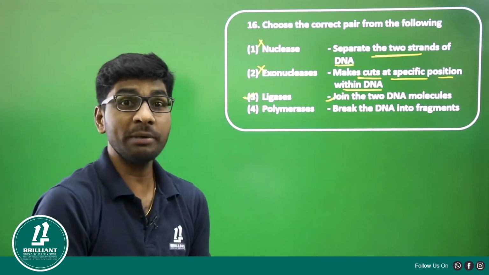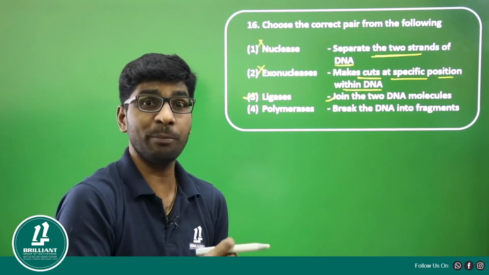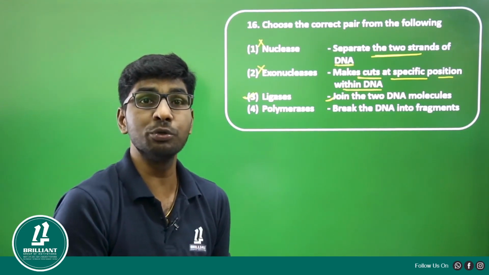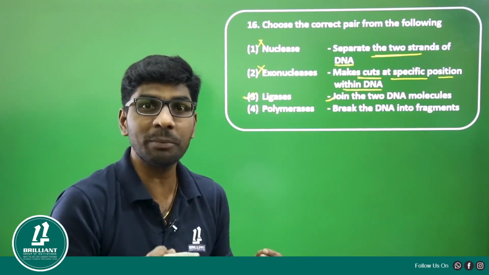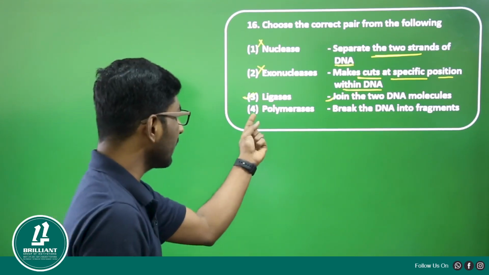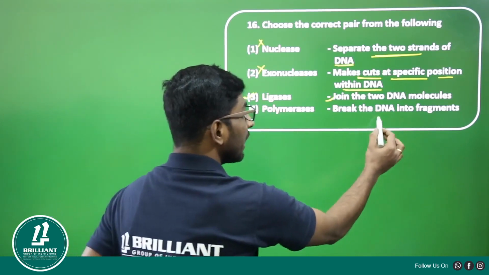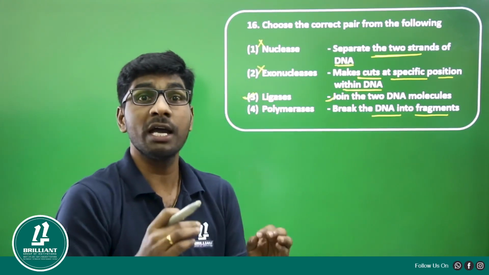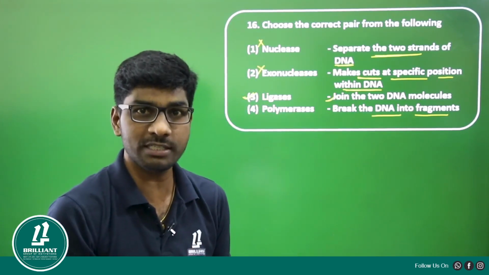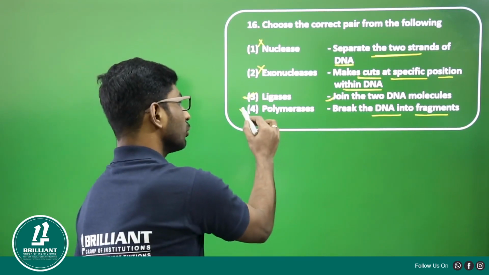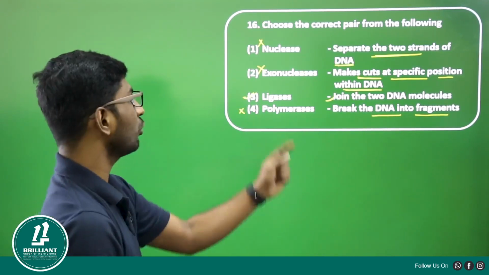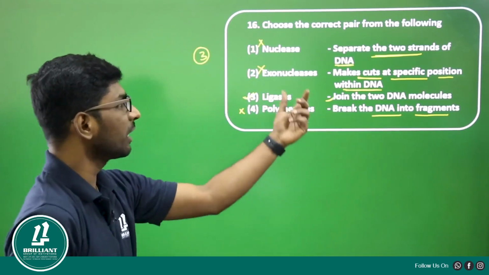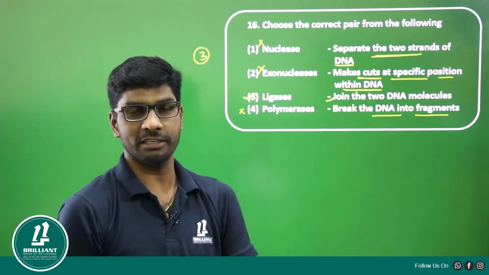Polymerase. DNA polymerase 3 is the essential enzyme for the synthesis of new nucleotides during DNA replication, right? So does DNA polymerase enzyme break the DNA into fragments? DNA breaking is done by the enzyme called restriction endonuclease. So this pair is also not correct. So the correct option of 16th question is answer 3. Ligase enzymes can join the two DNA molecules.